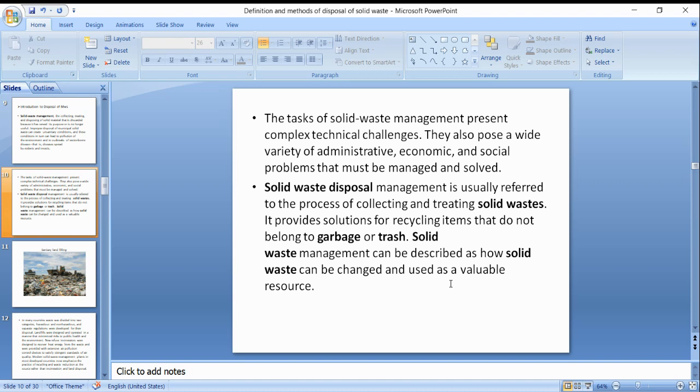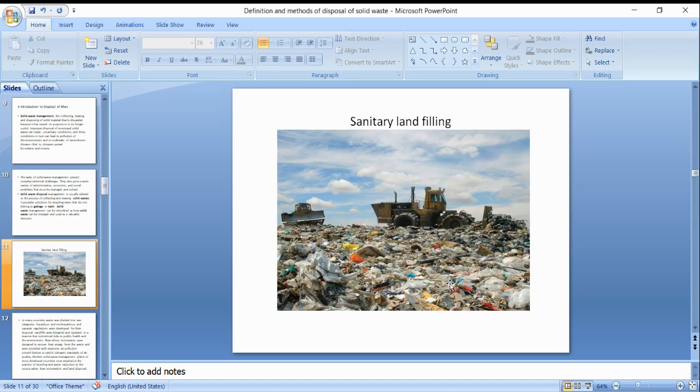It provides a solution for recycling items that do not belong to garbage or trash. Solid waste management can be described as how solid waste can be changed and used as a valuable resource. So before going to dispose, we think of using it as a good resource. If it is not in the form of composting, we can still use it as a valuable resource.